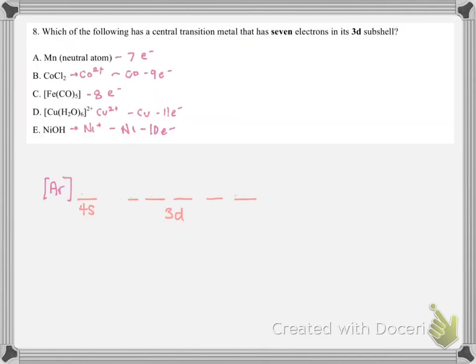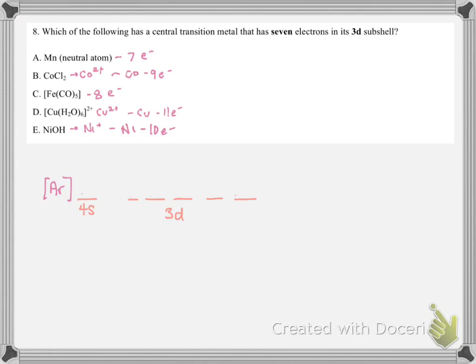For number 8, we're trying to decide which has a central transition metal that has 7 electrons in its 3d subshell. And so what I've done here is use the periodic table to figure out how many electrons are present in the neutral species of whatever transition metal is present here. And then I've also written if the transition metal will be an ion or not. And then we'll adjust for that when we look at the electron configuration.